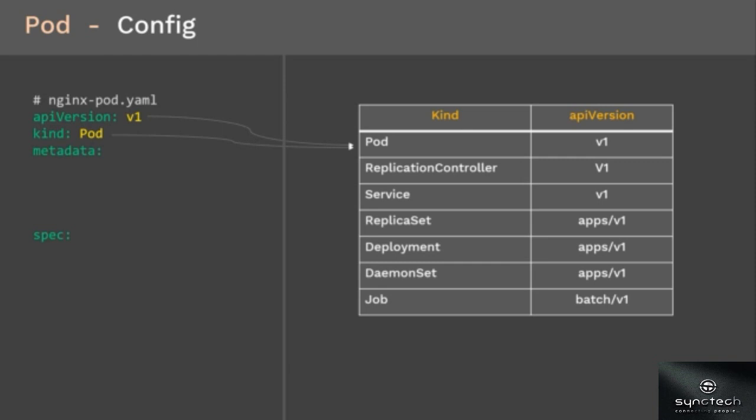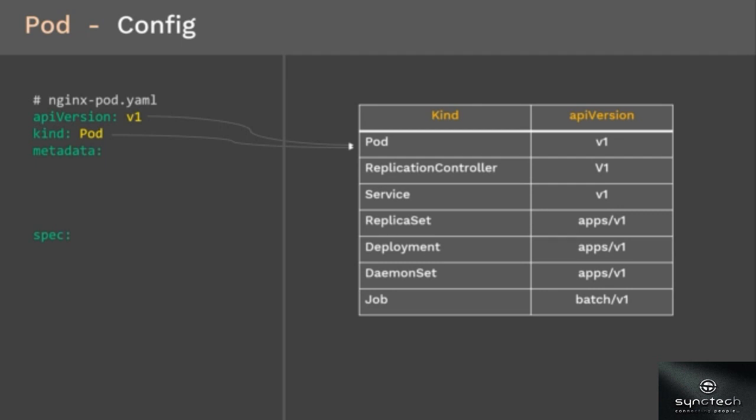So I have made this table which explains the kind of the object and its respective API version. It's important to remember this relationship, which will help us create future objects. As you can see, there are different types of API version.